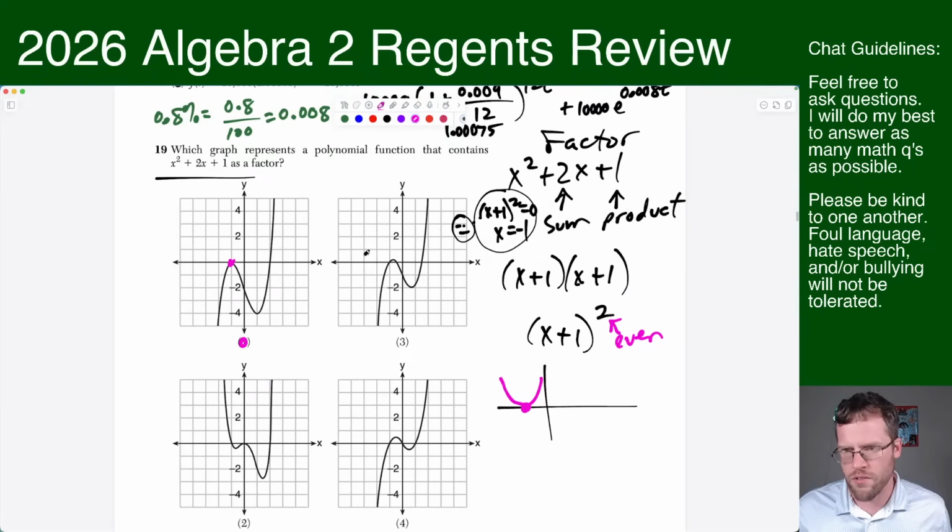This one's no good because you see at x equals negative 1, we have a root, but it goes through, not tangent. Same thing here. This is no good. Same thing here. This is no good. It goes through, but this one is the only one that's tangent. Okay, so this one. All right, question 16.